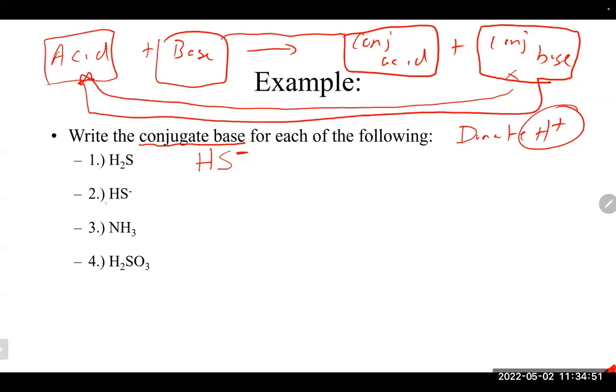Same thing here. This is again going to act as an acid. So we're going to toss out the H. That's going to leave us just an S. We already are -1, so we become one more negative. So we go to -2 in this case, which would be S2 minus.